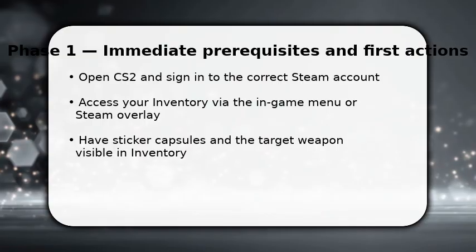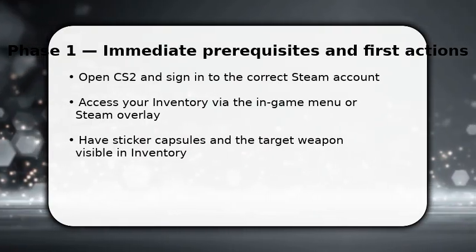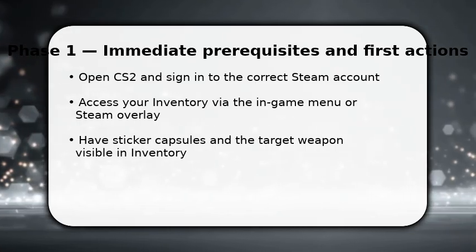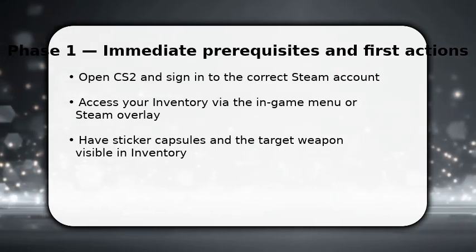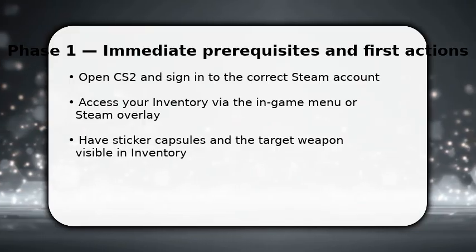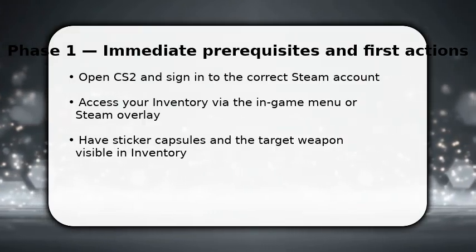If a sticker is in a capsule, unwrap it first. You're doing this to avoid trading delays and to confirm item binding. Now pick the sticker and the weapon, because the next step is applying the sticker directly to the skin.